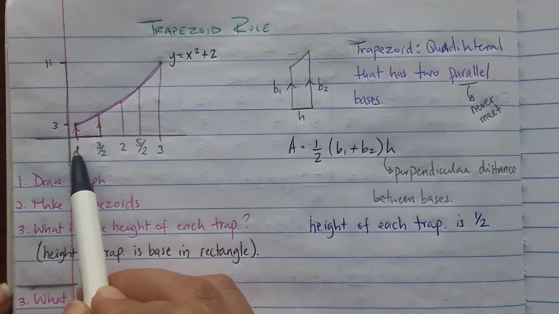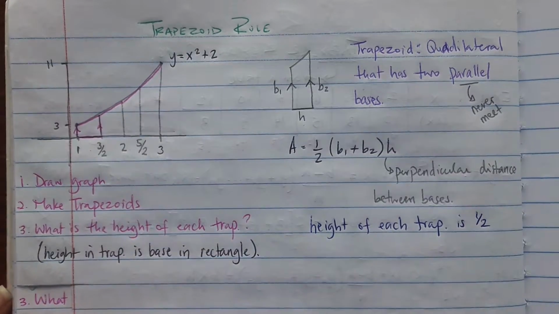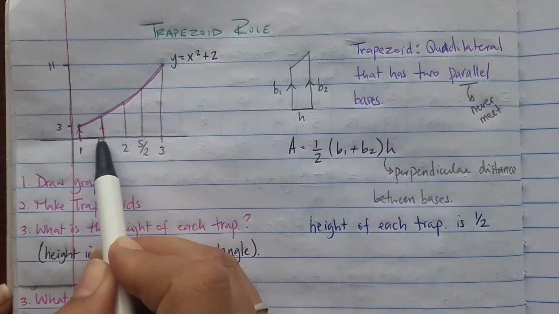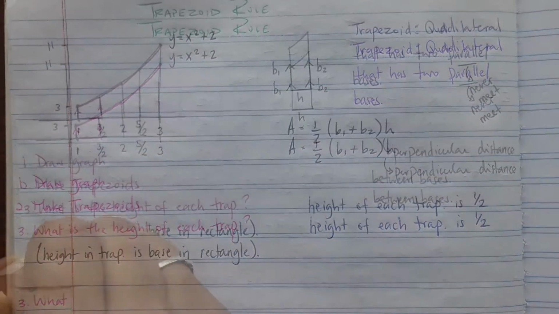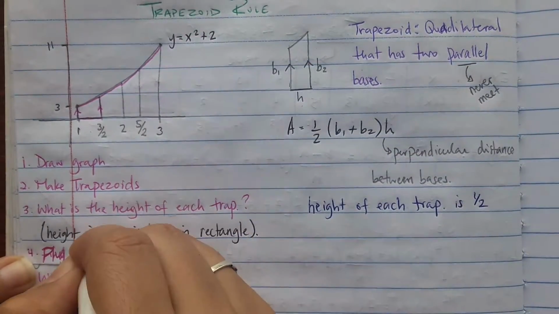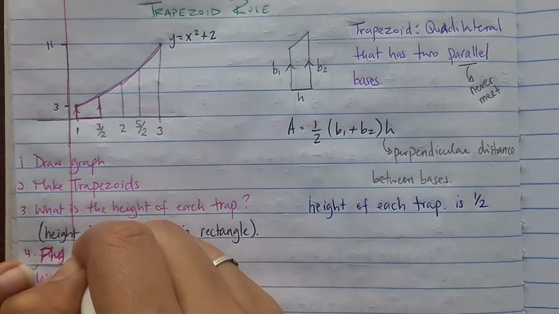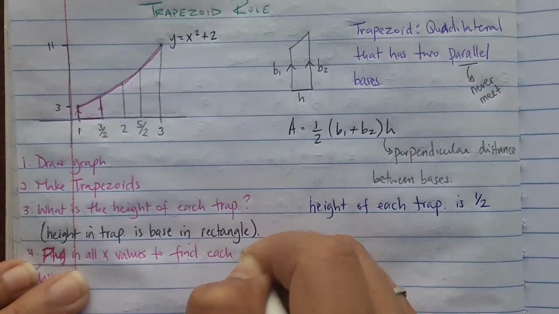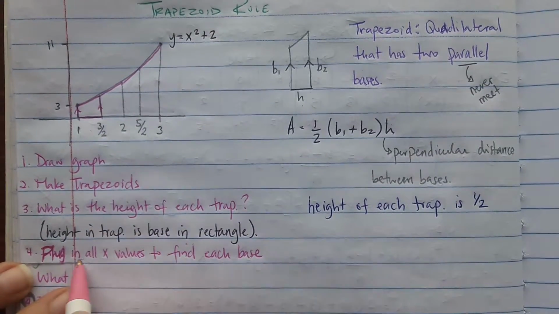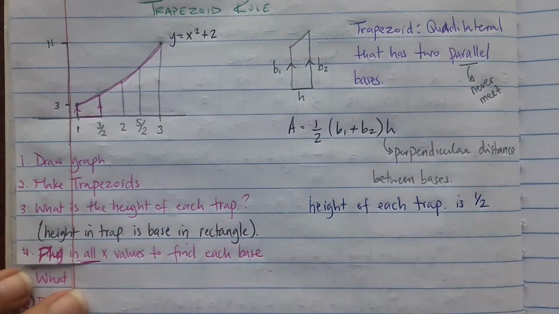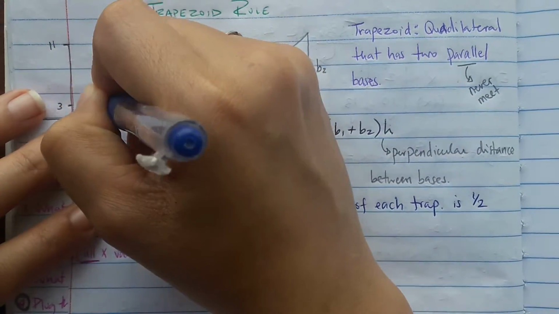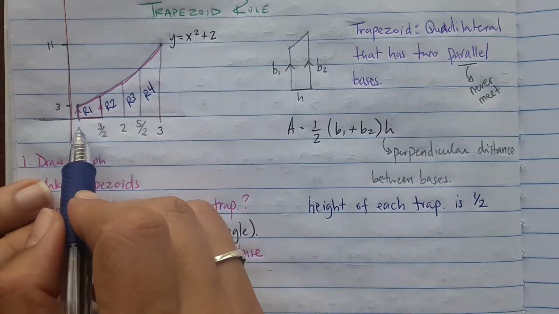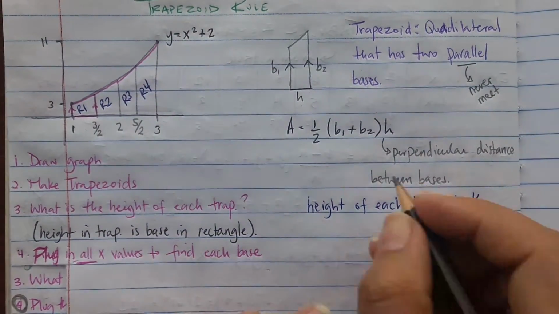And now we just need to find base 1 plus base 2. Remember the bases are the ones that are parallel to one another. So that plus that is what I need to add together, and then multiply by a half. Alright, so step 4, plug in all x values to find each base. Remember, again, what was the height in a rectangle is the base in our trapezoid. So just plug in all the x values. So plug in 1, plug in 3 over 2, plug in 2, plug in 5 over 2, plug in 3.